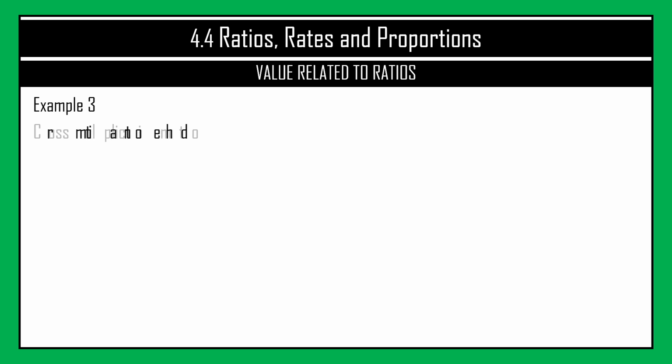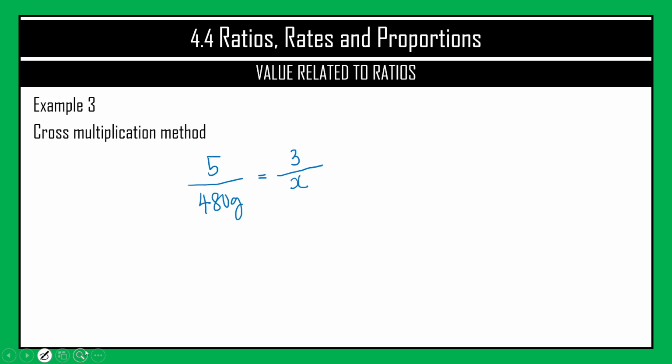Now let's see if we want to use the cross multiplication method. Okay, we know that 5 parts of flour, we got 480 gram. And I know that the equivalent to that will be 3 parts of water, but I have no idea how much that would weigh. Now because we do not know the value, I'm going to use an alphabet, an unknown, to represent the water. In mathematics, we like to use X, so let's use X.